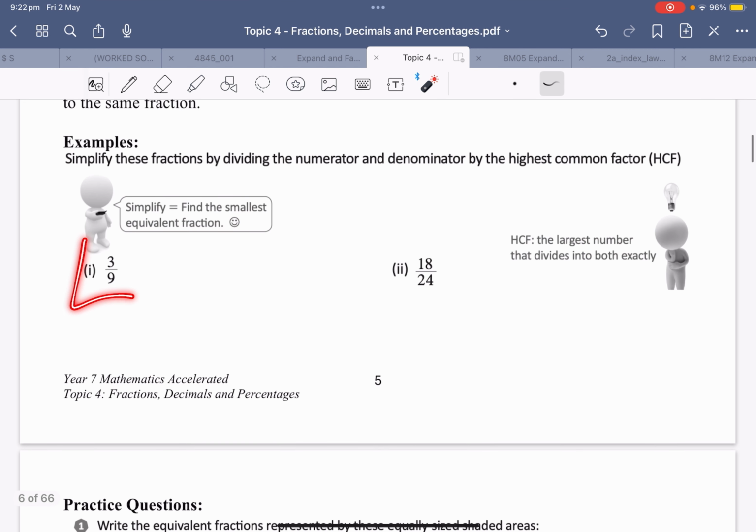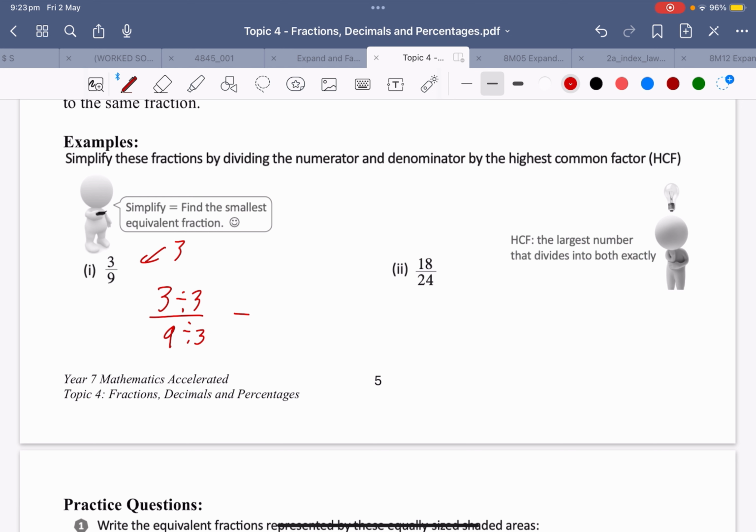Okay? Now, 3/9 have a common factor of 3. That means I can divide both of them by 3, which will be 1/3. Another way to think about it, if you wish to take your time, you can do 3/9 divided by 3 from both sides, but you must do it on both sides because otherwise it will change the value.